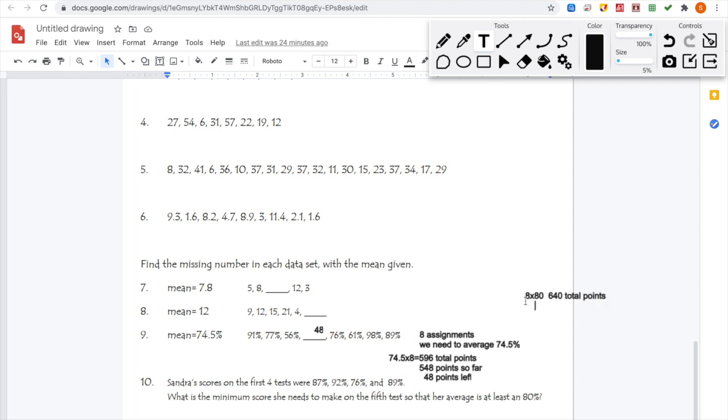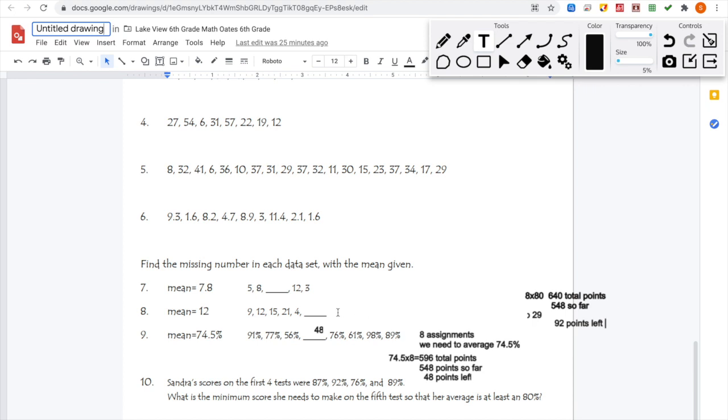So we've already figured out he's earned 548 so far. So if his goal was to get an 80, he would need to get 92. Whoops. Need to get 92 points left on that last test to get an average of an 80. So if he wanted to shoot for a 74, he wouldn't have to do that much. But if he wanted to shoot for an 80, he would have to get a 92, which he's definitely capable of because he's got 91, he's got a 98, he's got an 89, so he could definitely do it.